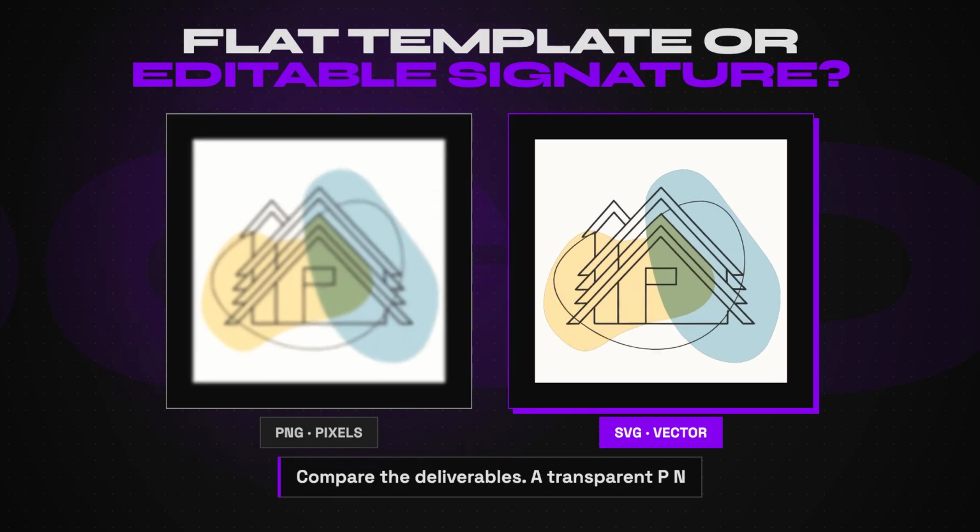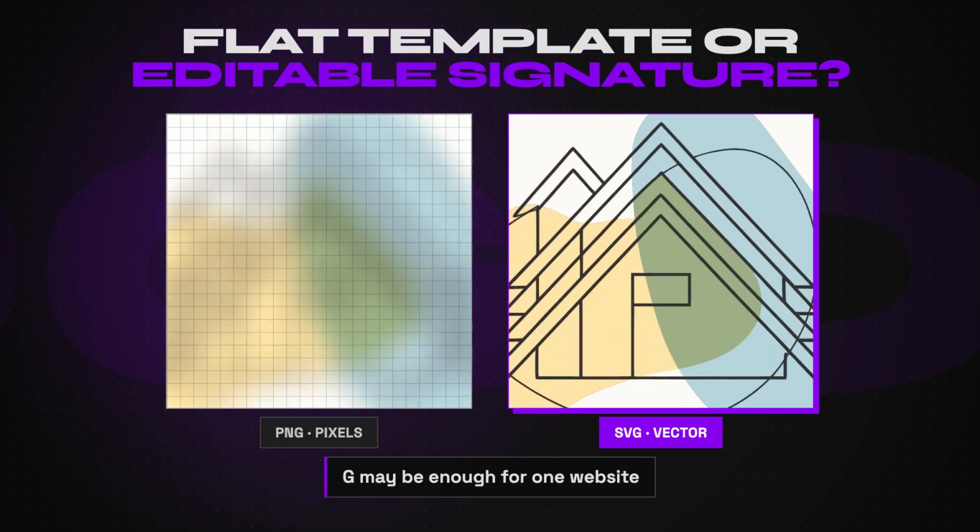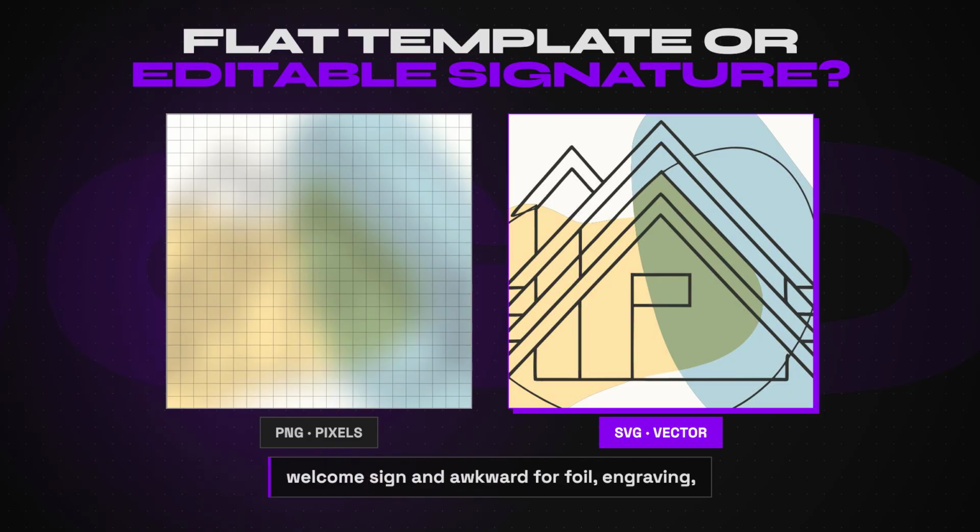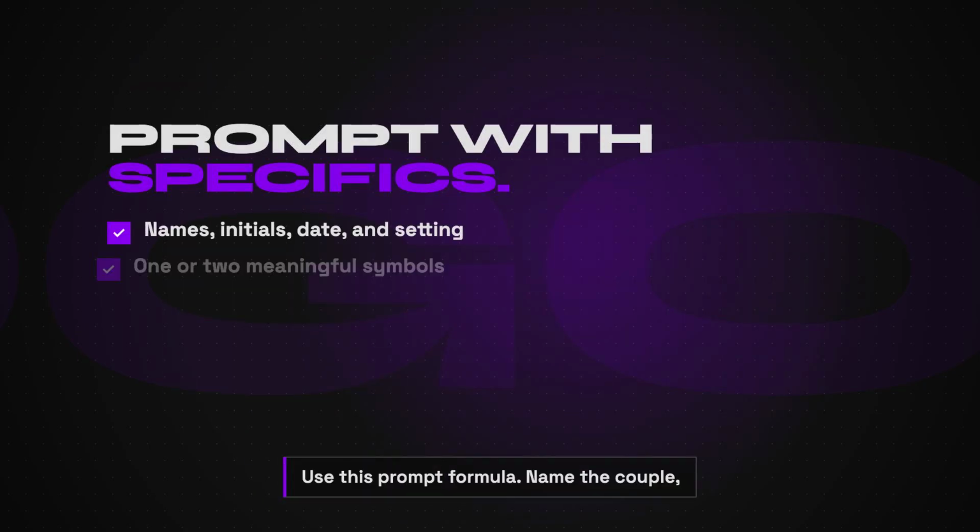Compare the deliverables. A transparent PNG may be enough for 1 website header, but it becomes soft on a welcome sign and awkward for foil, engraving, or vinyl cutting. An SVG stores real geometry, stays crisp at every size, and gives each vendor a cleaner starting point for their production method. Use this prompt formula.